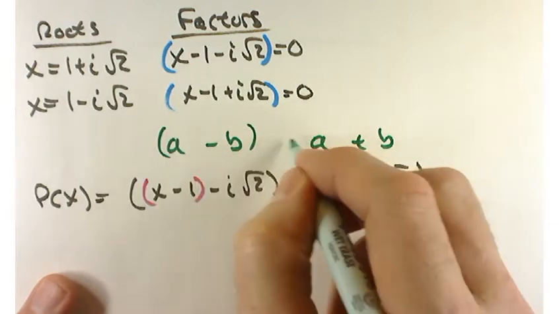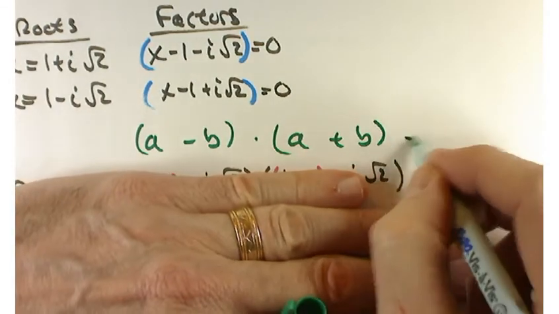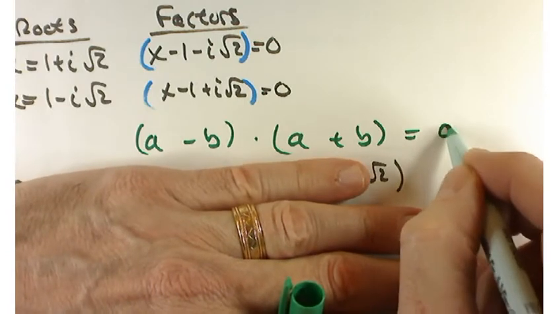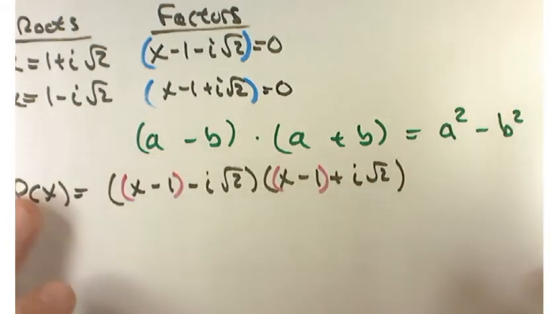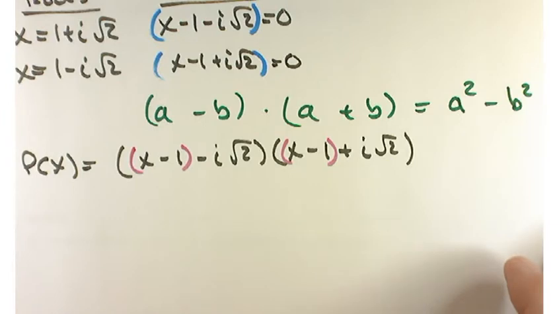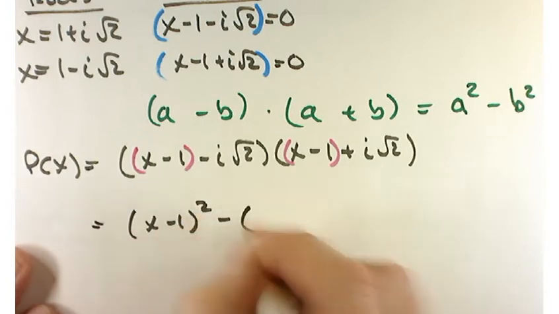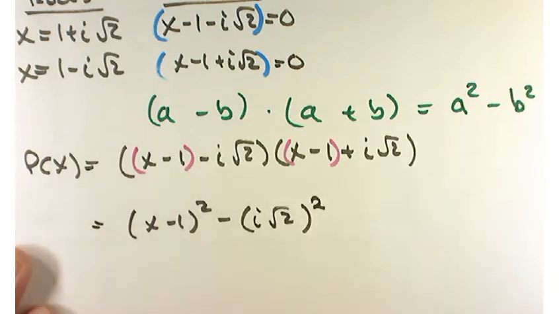Let me make it a little bit less abstract. a minus b times a plus b. What happens when I multiply a minus b times a plus b? Do all the cancellation for me. What's the bottom line? a squared minus b squared. Oh, that's kind of what I got here. What's my a? x minus 1. So that is going to be x minus 1 squared minus b, which is i times the square root of 2, squared.